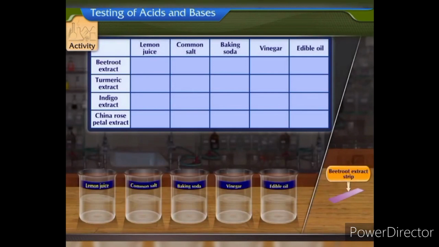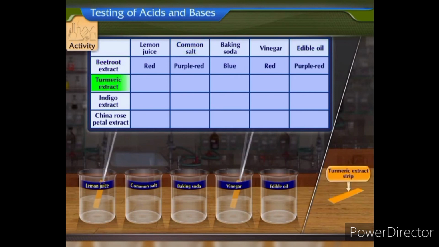We shall begin with strips of beetroot extract. A beetroot strip turns red in lemon juice and vinegar. In baking soda, it turns blue. In common salt solution and edible oil, it remains the same.